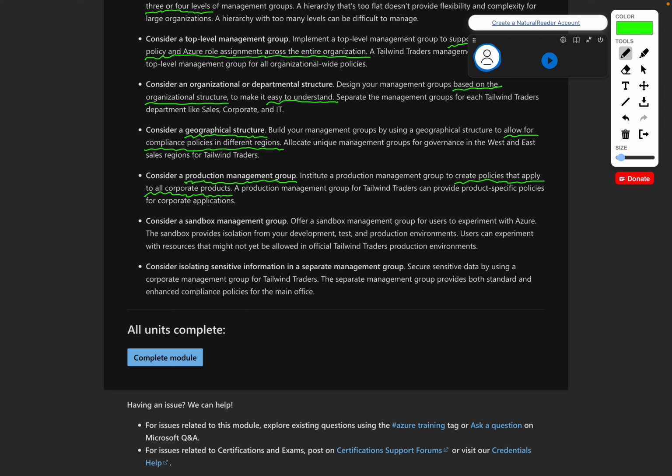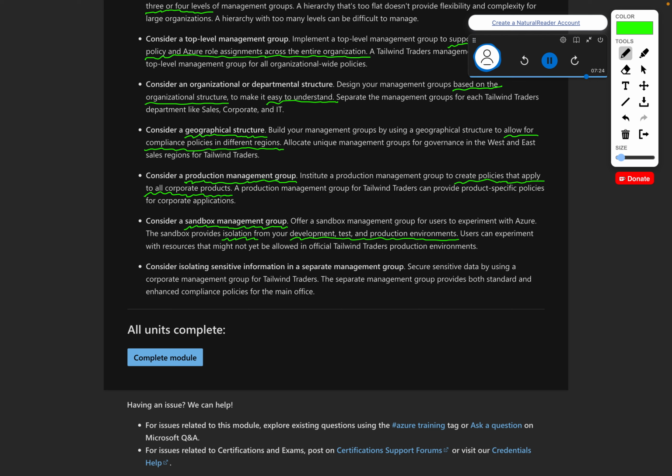Consider isolation. So this item basically provides flexibility to the employees of the organization. If we create a sandbox management group, then we can offer people to play around with the workloads and do some trial and error ultimately before going to production. And it can also isolate the environments such as development, test, and production environment. So a sandbox management group is quite beneficial in different aspects.